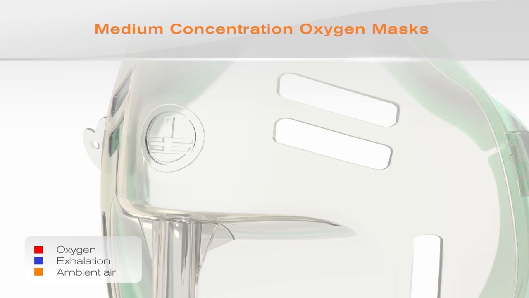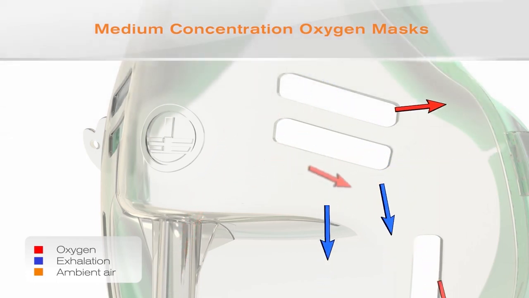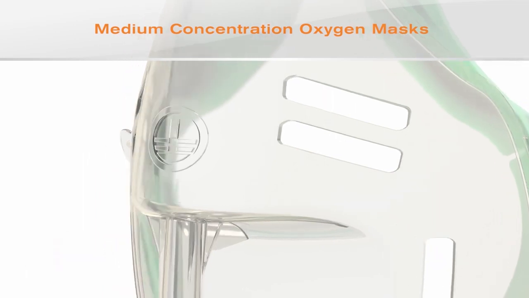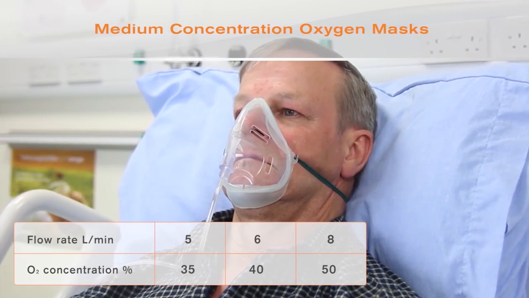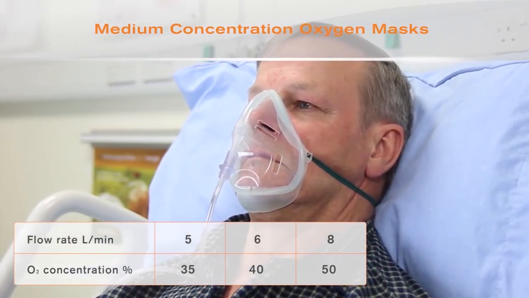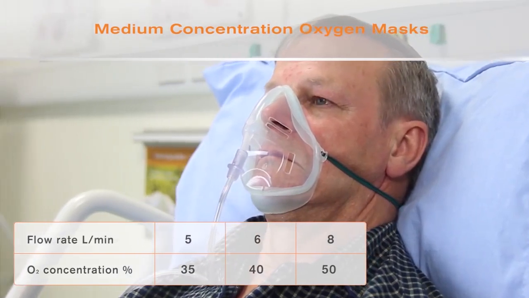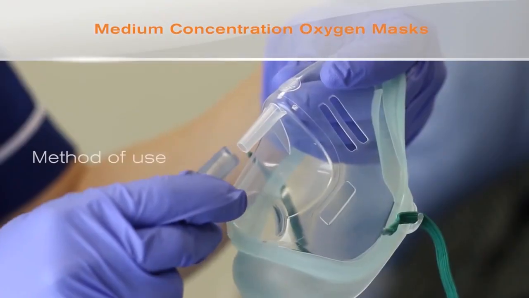The red arrows represent the oxygen delivered to the mask. The orange arrows represent ambient air, which is drawn in through the mask vents as the patient inhales, and the blue arrows represent exhalation. The concentration of oxygen received by the patient will vary. However, as a guideline, a flow rate of 5 to 8 litres per minute will deliver concentrations between 35 and 50% oxygen to most adult patients.